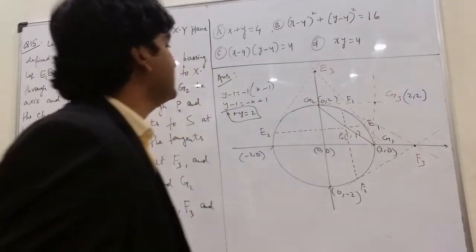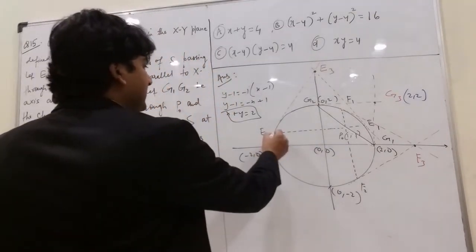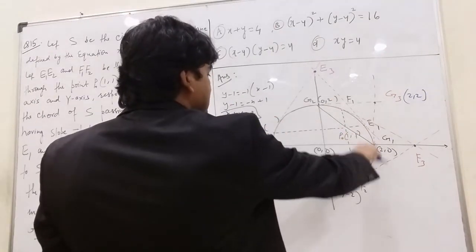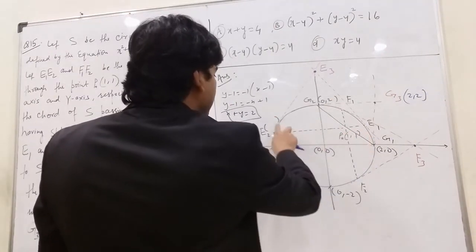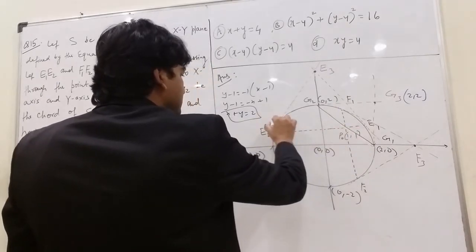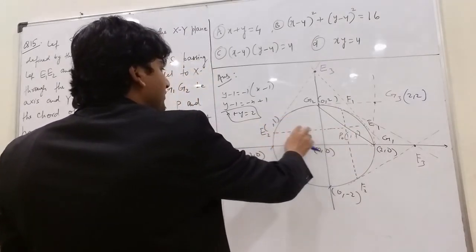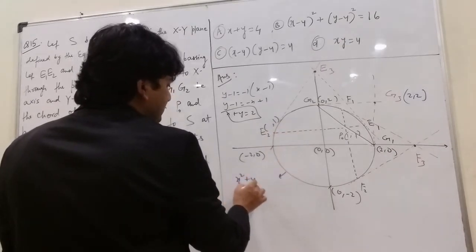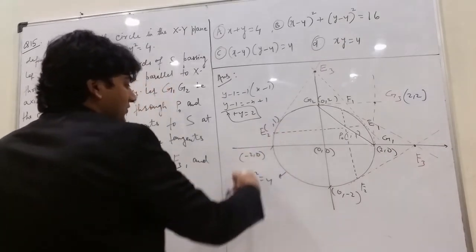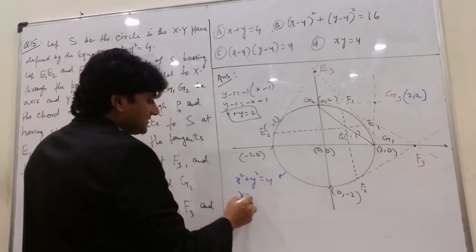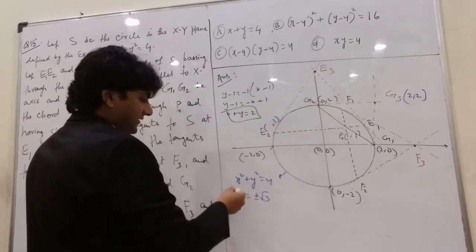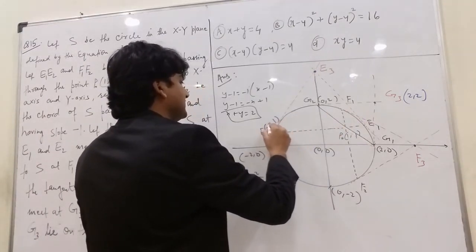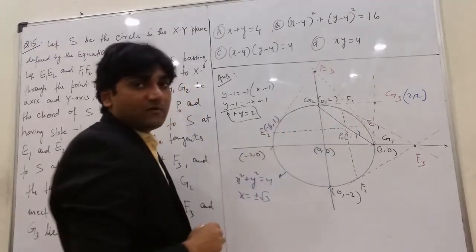Let us understand how. Can we find the E2 point? This is a circle, and if we put y equal to 1 in the equation of the circle, x square plus y square equal to 4, we will get x equal to plus or minus root 3. So this is (-root 3, 1), and this will be (root 3, 1).